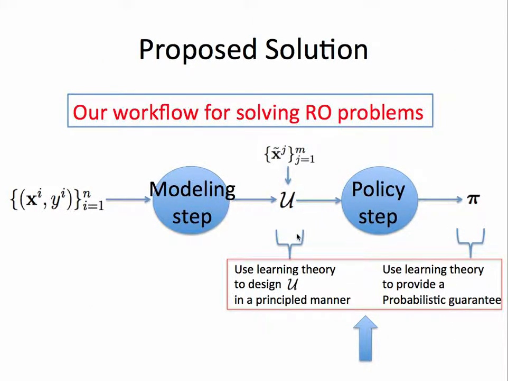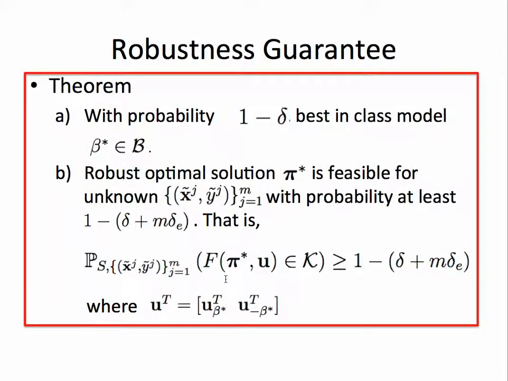So let's see why this particular precise definition of the set of good models helps us in any way. And here is a theorem which supports that. What it says is that with probability 1 minus delta, the best-in-class model beta star belongs to the set of good models that we specified in the previous slide. So the set of good models B was specified in such a manner that beta star belongs to the set with high probability.